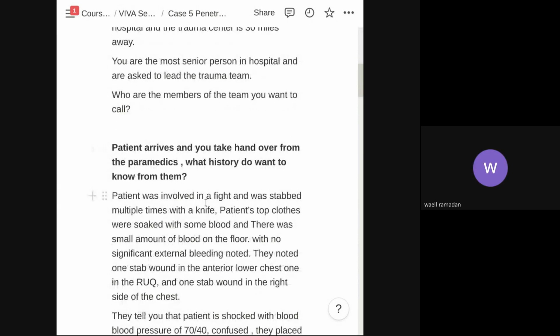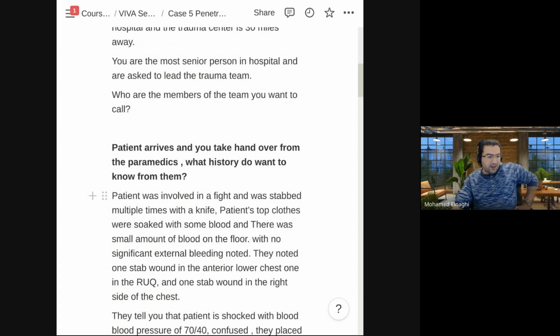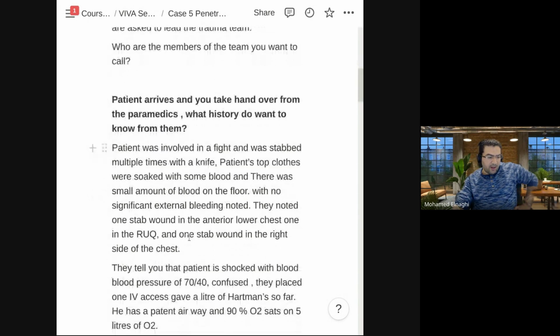Okay. Right. So they tell you the patient was involved in a fight and was stabbed multiple times with a knife. The patient's top clothes were soaked with blood, and there was a small amount of blood on the floor. No significant external bleeding was noted. They noted one stab wound in the anterior lower chest, one stab wound in the right upper quadrant, and another stab wound in the right side of the chest. They think the knife used is about 10 to 12 centimeters in length.